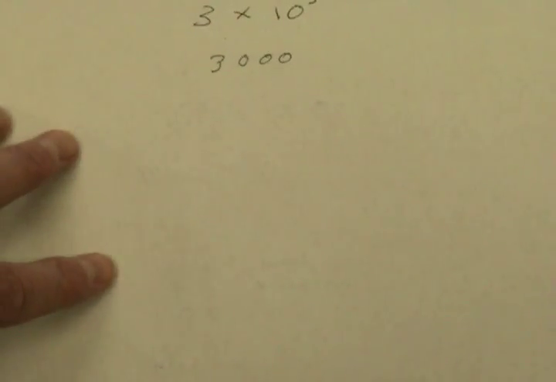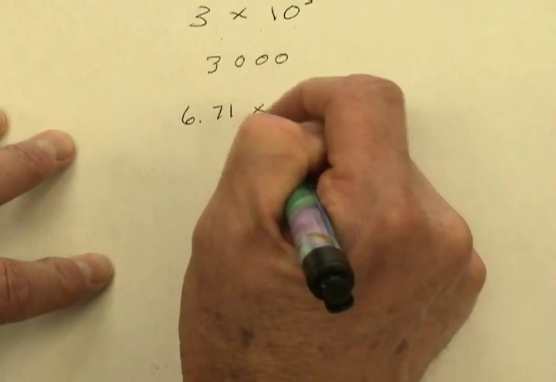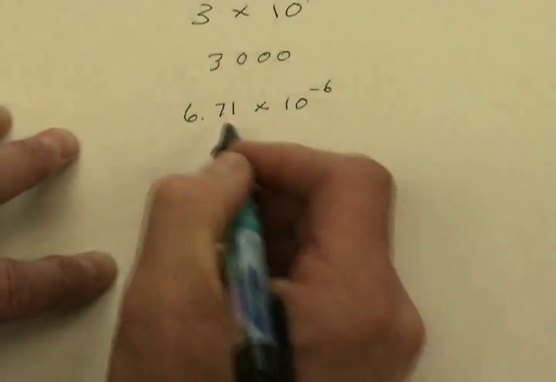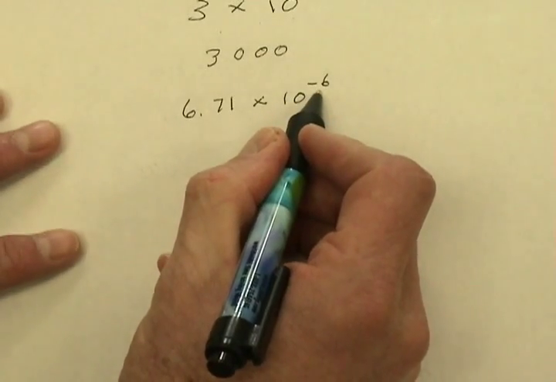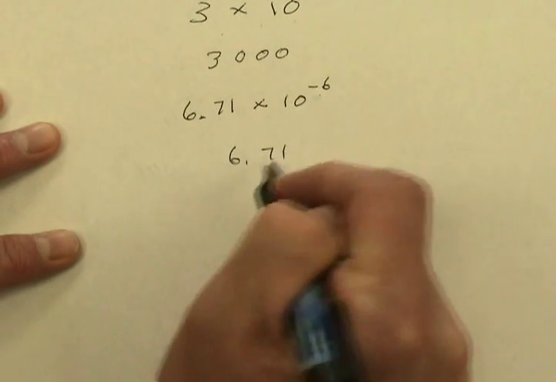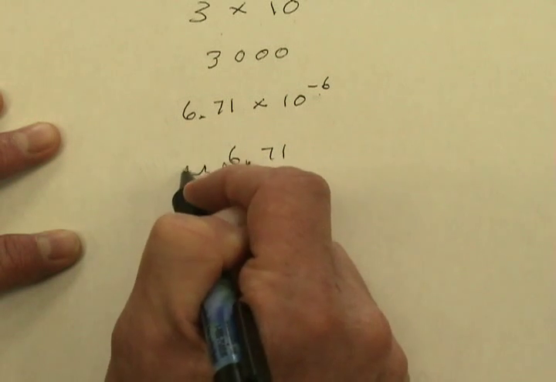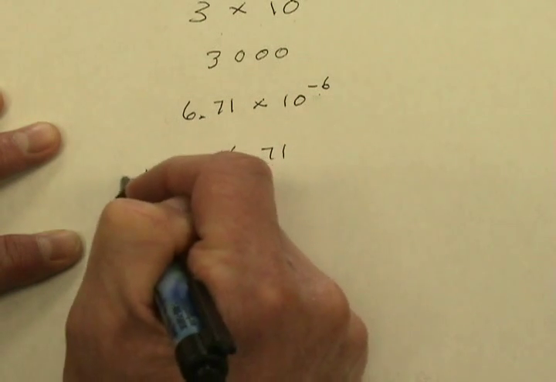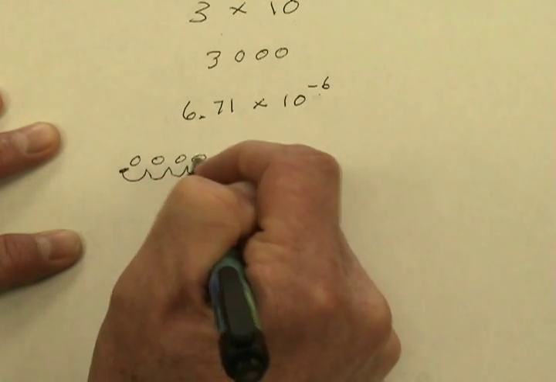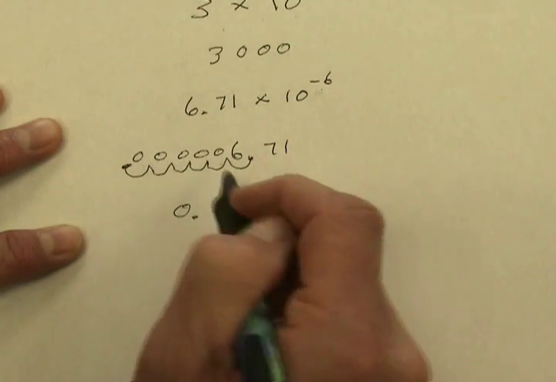How about a small number? Let's look at 6.71 times 10 to the minus 6th. Well, again, this tells you how many places to move the decimal point. So we start here, 6.71, and start moving to the left. 1, 2, 3, 4, 5, and 6. Fill those zeros in where the troughs were. Rewrite this number, 5 zeros.